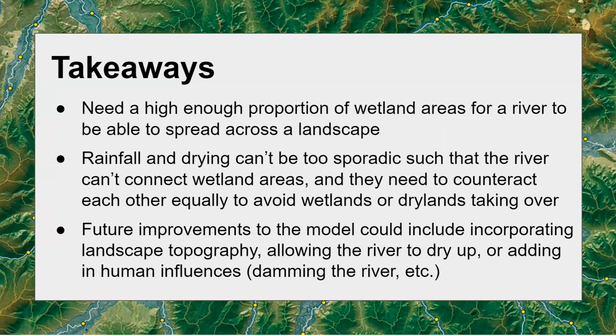And finally, we thought about some future improvements we can make to our model, which could include incorporating landscape topography. So high elevation and low elevation areas impacting the flow of water across the landscape could be something we could add. We also could allow the rivers to dry up, which is something that we didn't allow in our model. And finally, we could add in human influences to the system, such as damming the river.